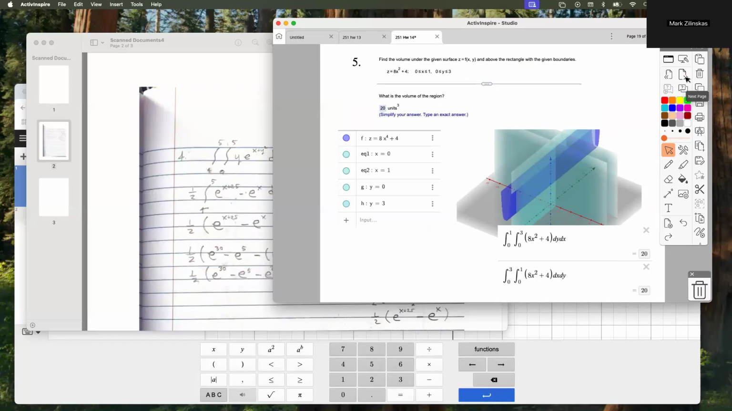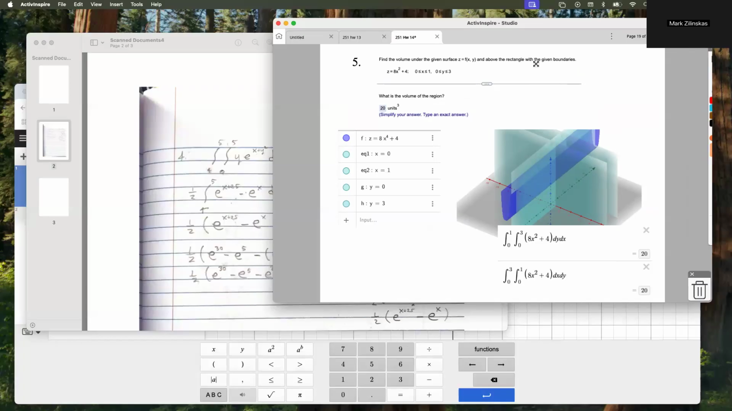Well, it wants us to find the volume under a given surface and above the rectangle with the given boundary. What we mean by above the rectangle is that if we graph in the XY plane, x goes from 0 to 1 and y goes from 0 to 3. Let's just say that's like the floor of a structure.